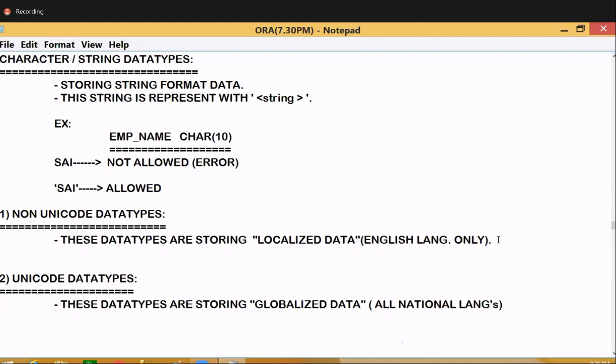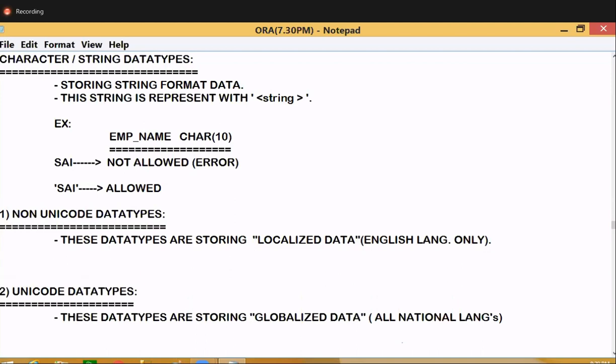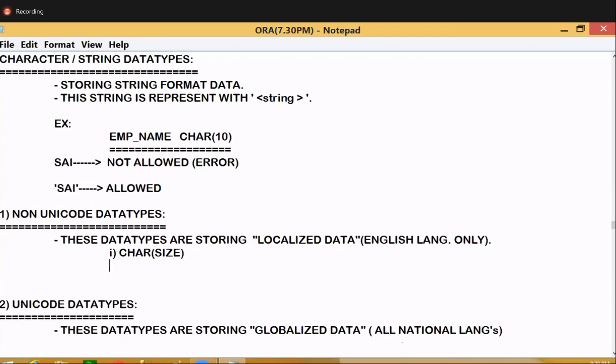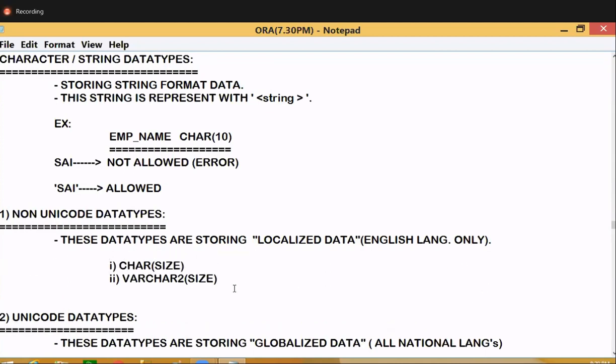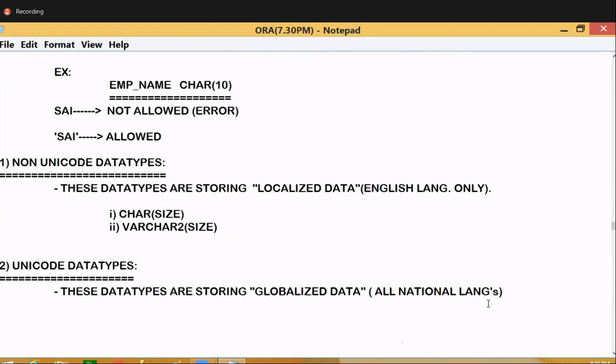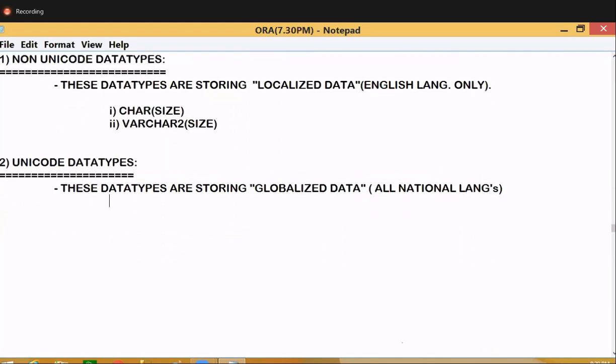Now if you see, the non-universal data types are of two types. The first one is called char of size, and the second one is called varchar2 of size. These are the two non-Unicode data types. Now same to same, in universal you have nchar of size, and the second one is called nvarchar2 of size.